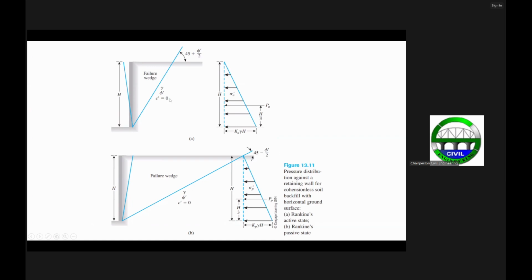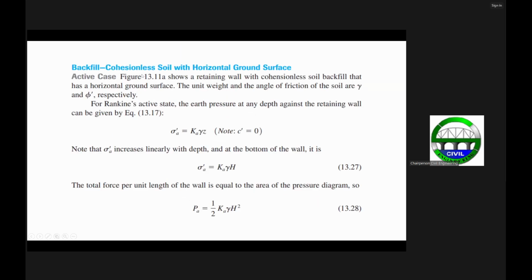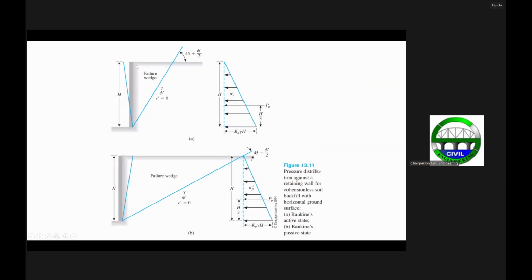Wherein for the soil you have the unit weight, the friction angle, the effective friction angle, and then this one is your effective cohesion, which is assumed to be zero, because you have a cohesionless soil and a horizontal ground surface. In that case, we can create the pressure diagrams, which are both triangular for both the active state and the passive state.